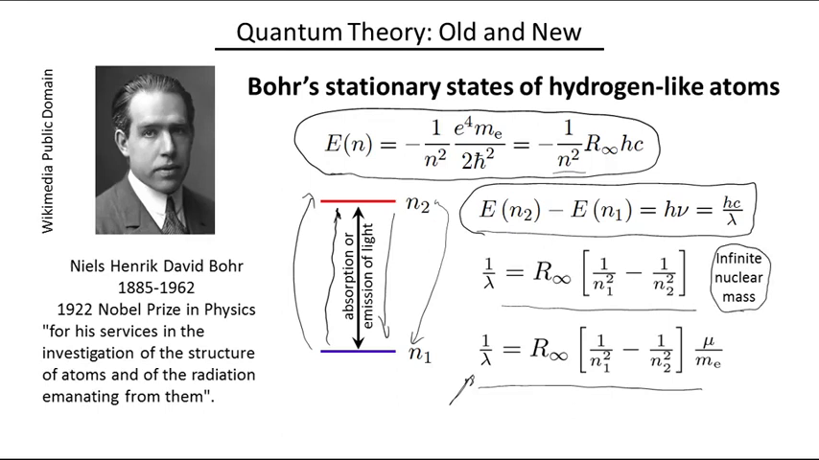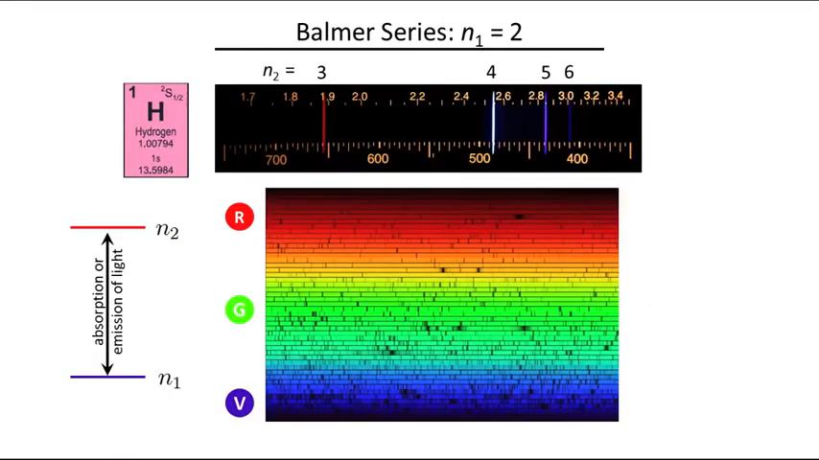So for the infinite nuclear mass, it's just the Rydberg constant divided by these integers. For finite mass, which is something we're going to talk about momentarily, there is a factor of the value of the reduced mass divided by the mass of the electron. So these famous lines, seen both in emission and absorption, the Balmer series, the visible part of the spectrum of atomic hydrogen, were all explained by the Bohr model.